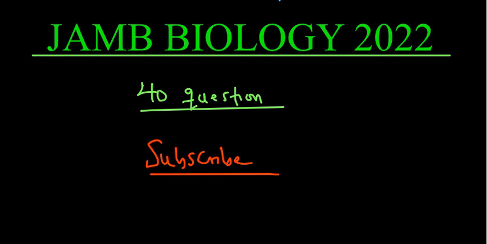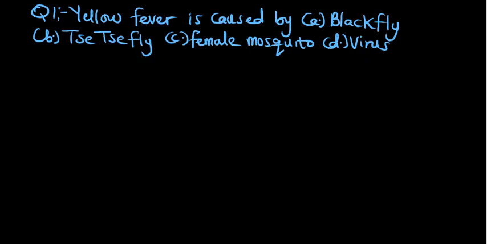Let's go. So now the first question says, yellow fever is caused by A, black fly, B, tsetse fly, C, female mosquito, D, virus? You need to know what they are asking us here. They said yellow fever is caused by. They didn't say vector. Had they asked us the vector, we would be looking for maybe an insect. So the question is asking us what causes the disease, not what carries the disease.